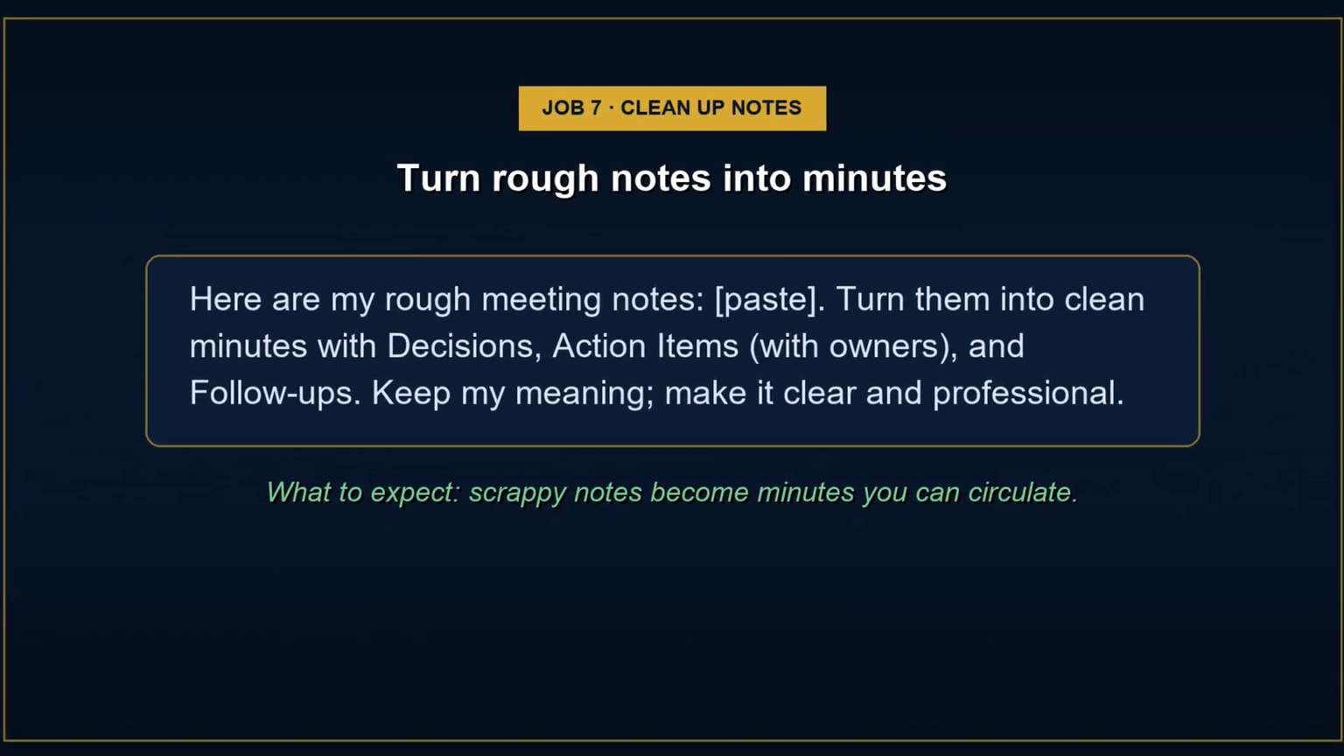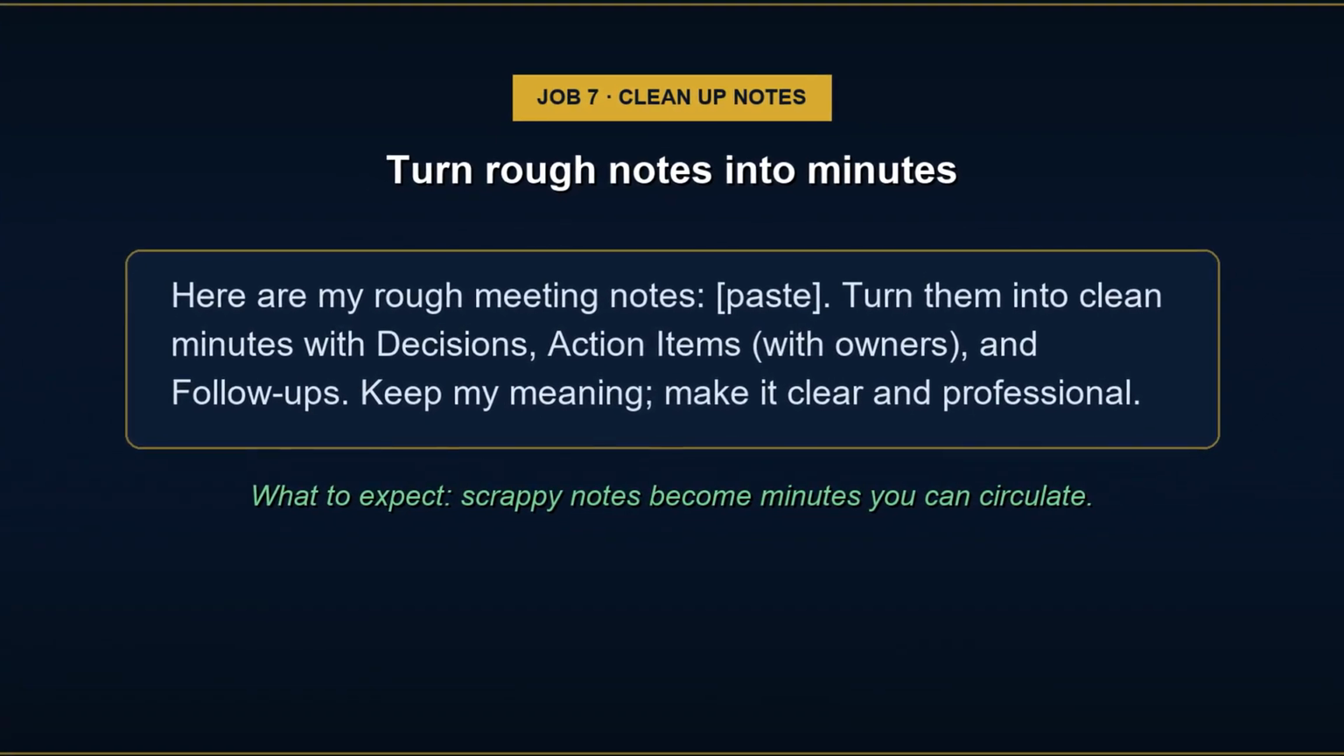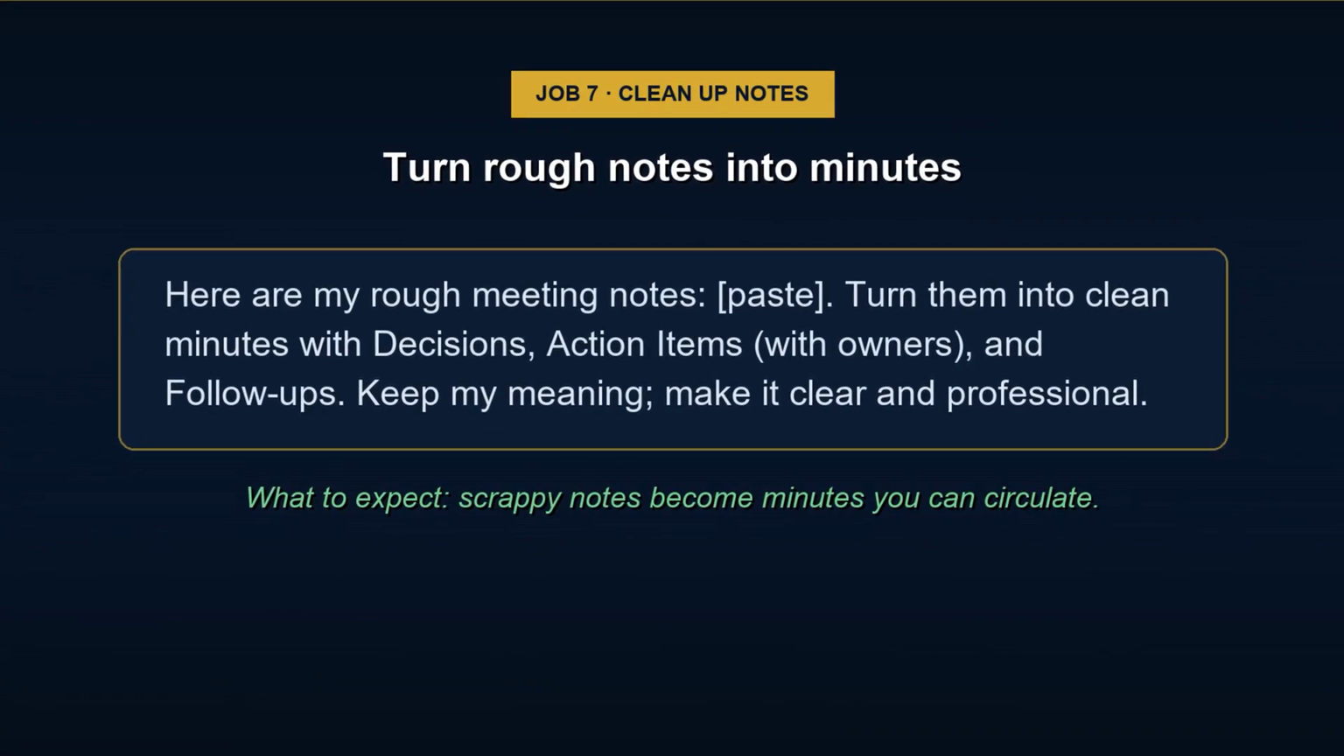Job 7. Turn rough notes into something presentable. Ask, here are my rough meeting notes. Turn them into clean minutes with sections for decisions, action items with owners, and follow-ups. Keep my meaning, just make it clear and professional. What to expect? Scrappy notes become minutes you can circulate.